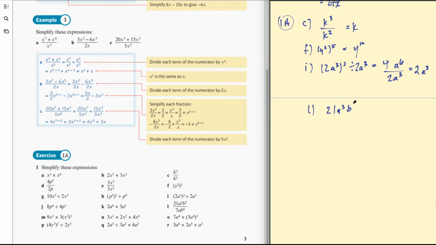21a cubed b to the power 7 over 7a b to the power 4.